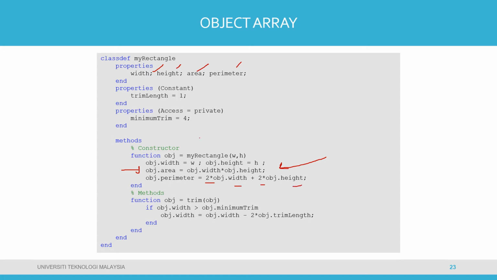So don't forget the object. When it comes to constructor, you have to put the object. Okay, complete. And now you have to do the method. Function trimming. When it comes to trimming, object trim: if object width is more than minimum trim, so this one is the minimum trim, then object width equals object width minus 2 object trim length. So basically this one.